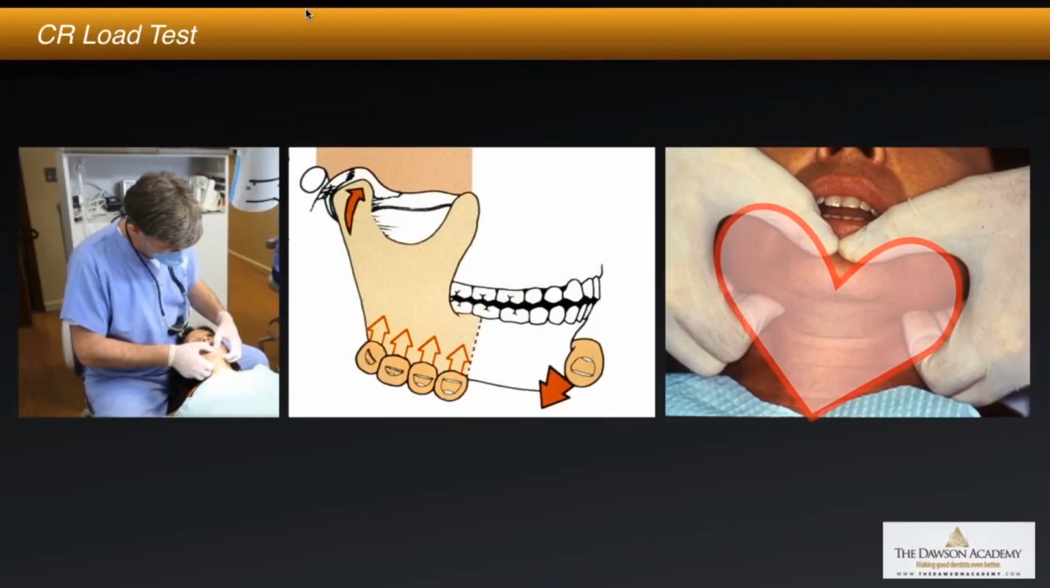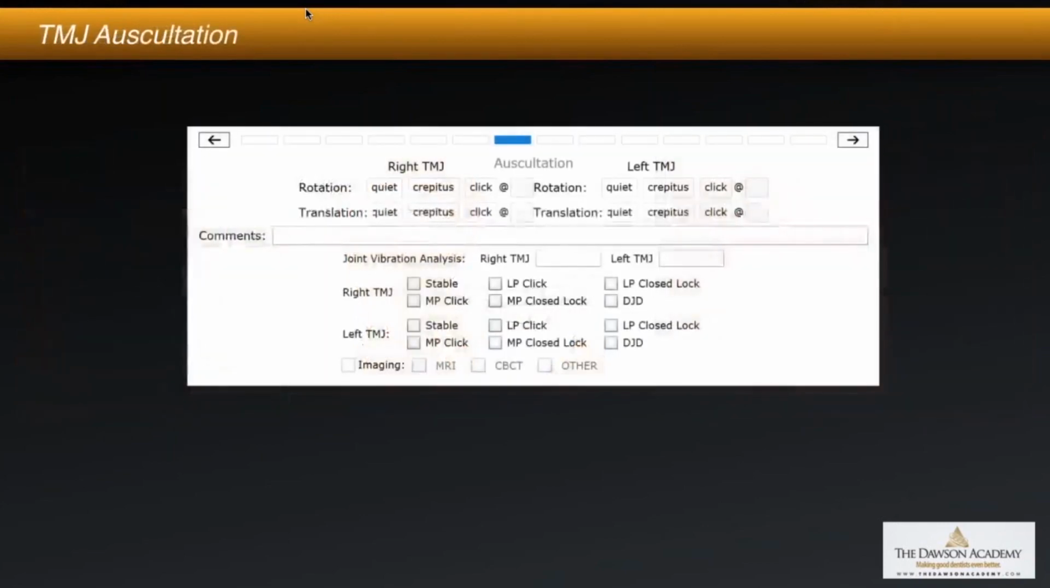We spent a lot of time in one of our early hands-on courses, the records course, on just practicing this technique. Like anything else, it's very learnable. Once you learn it and keep doing it, your confidence increases. It is not a difficult thing to do by manual manipulation, and then also to get what we refer to as a centric relation bite record, because when we start our analysis, we need to know where we want to start from.